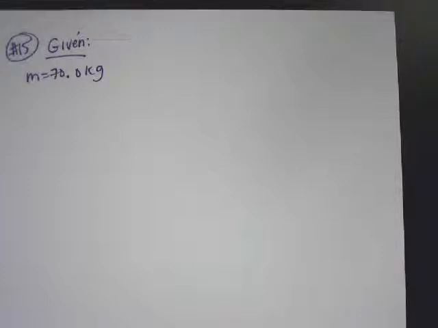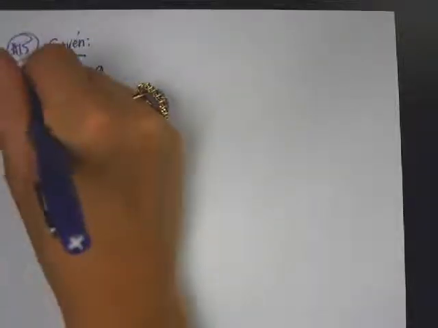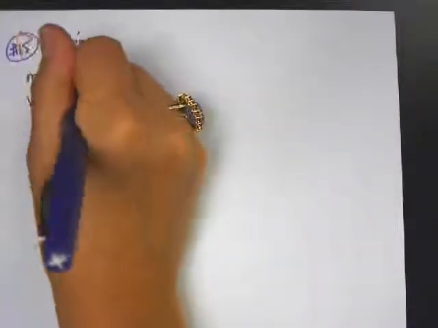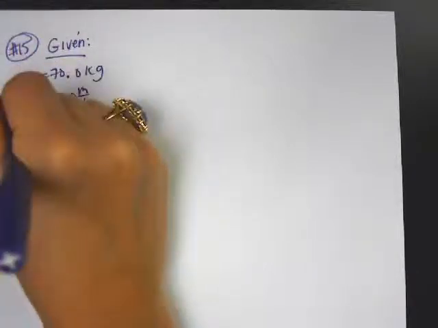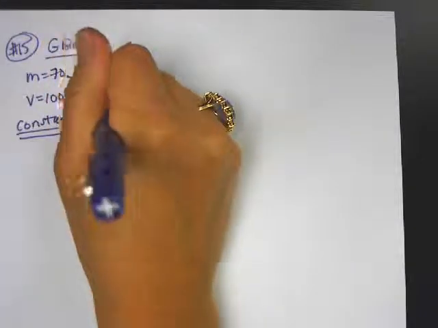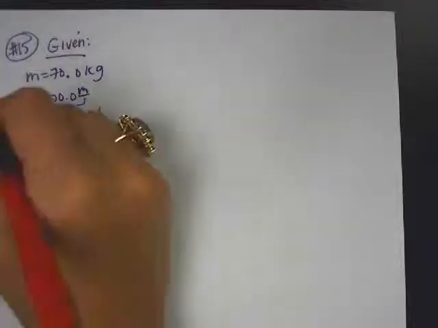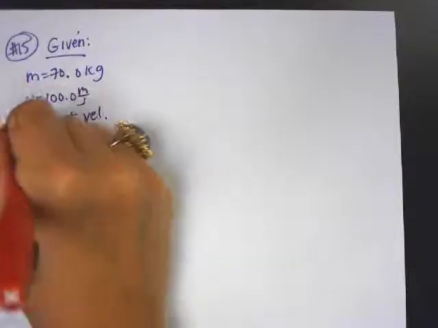Now, let me write the constant velocity. The velocity is 100 meters per second, and it's constant. Whenever I see the word constant velocity, I'm going to write down that word. Why? Because that means the acceleration is 0, and that's really important.